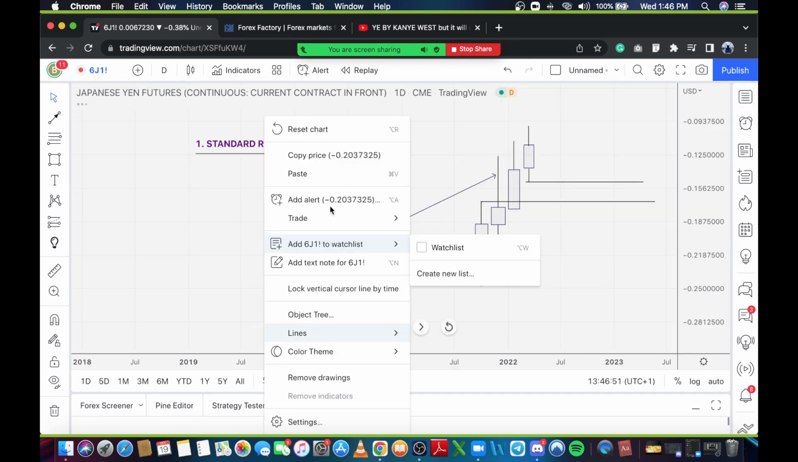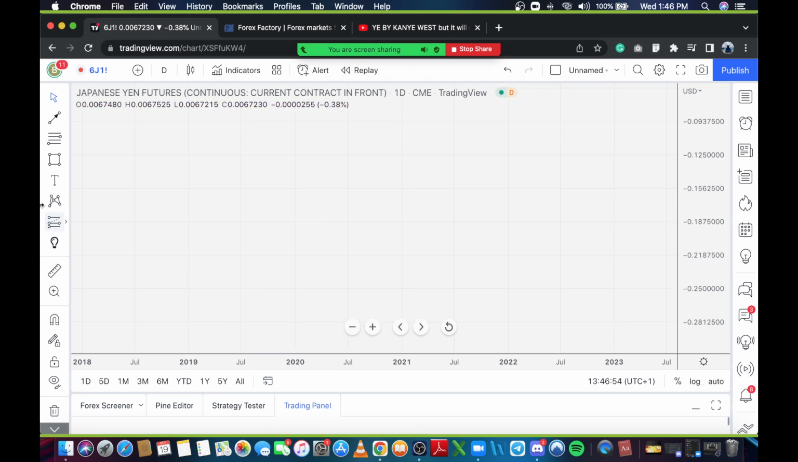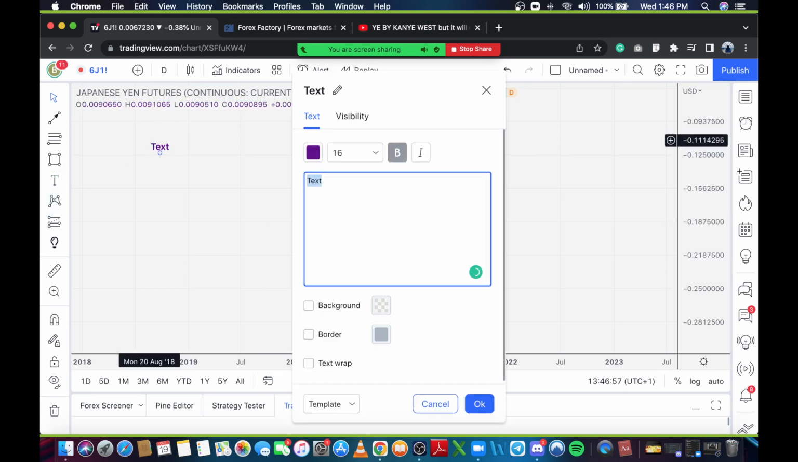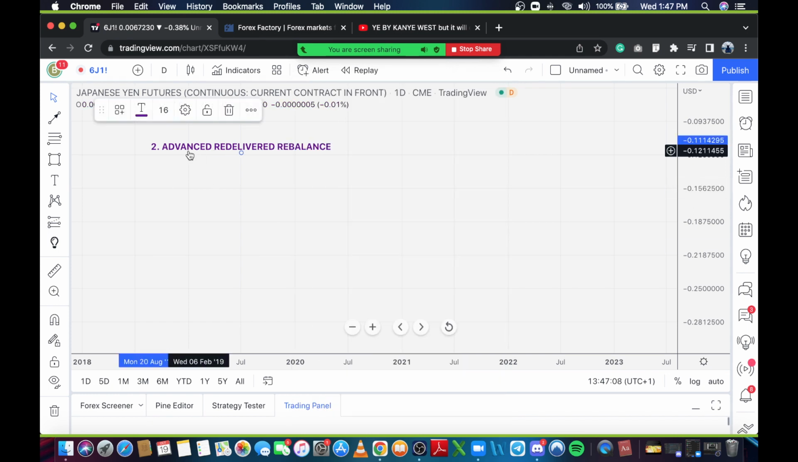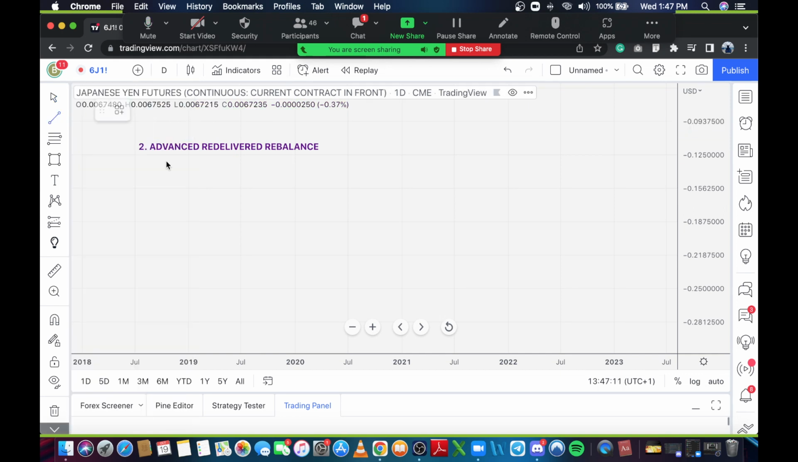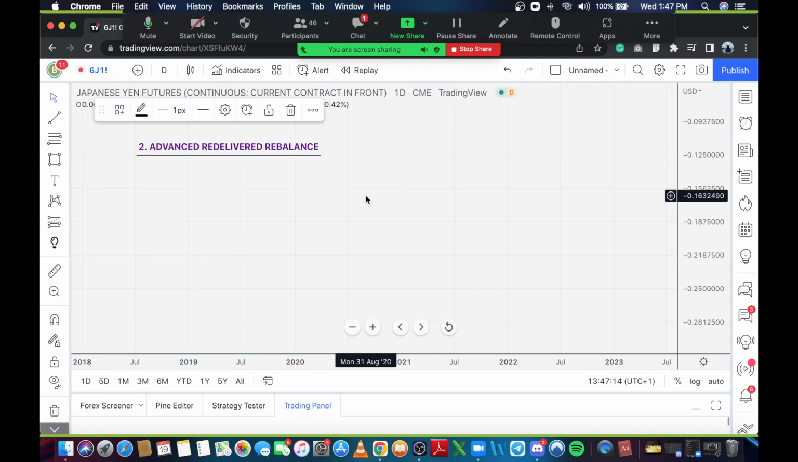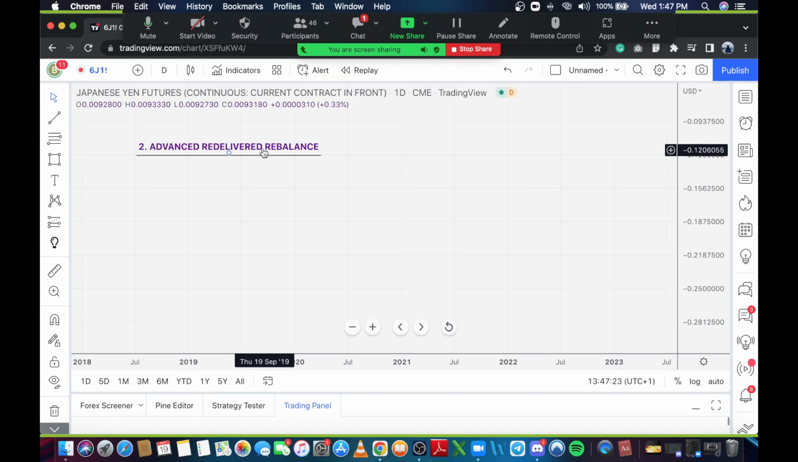Now let's go into example two. So let me clear this off. And then we're going to go into example two, or the second type of redelivered balance. And this is what I call the advanced redelivered balance. The understanding with this one is similar to the first one. It's just the same thing. The only thing is the nature in which the gap was rebalanced.